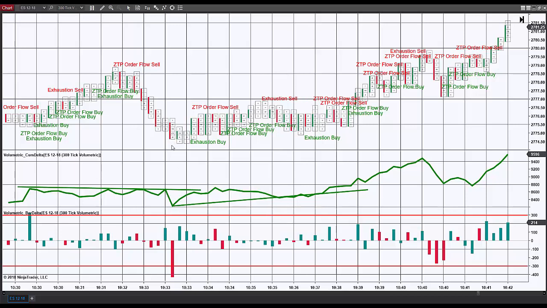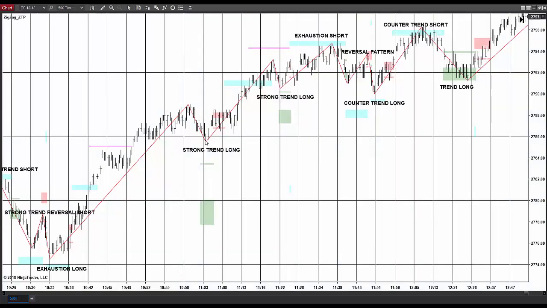At the low that we had back here, we see this spike of the delta past the reference line of 300 contracts, giving us a good idea that there may have been stops hit and a possible reversal here. Next, we trade into a strong trend long, which is again good for 6 or 7 points.